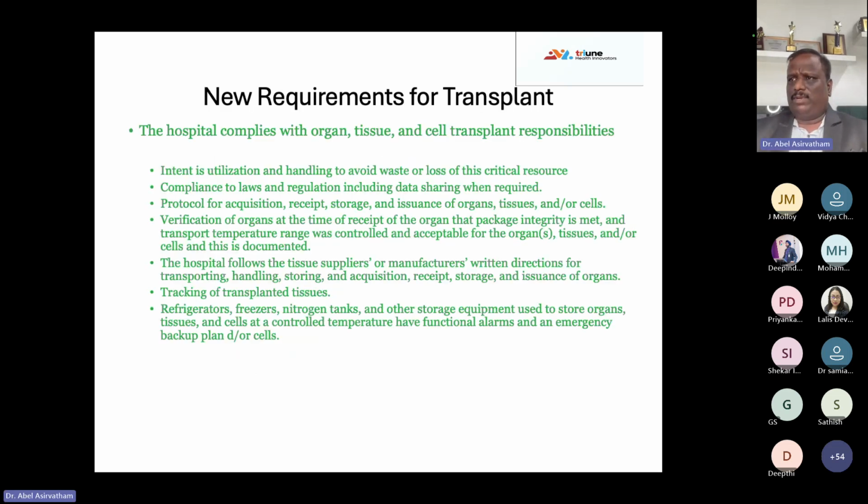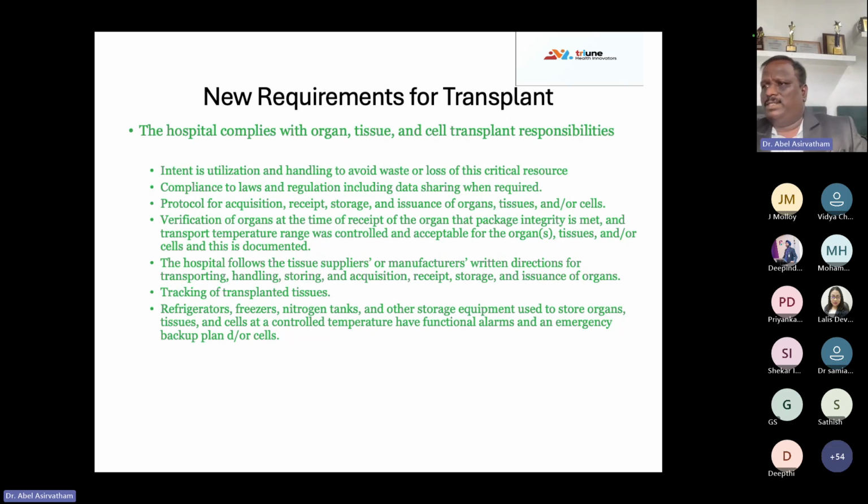The new requirement for transplant: the hospital complies with the organ, tissue and cell transplant responsibilities. The intent is utilization and handling to avoid waste or loss of this critical resource. Compliance to laws and regulations including data sharing when required. Protocol for acquisition, receipt, storage and issuance of organs, tissues or cells. Verification of organs at the time of receipt, that package integrity is met and temperature requirements were controlled and acceptable for the organ.